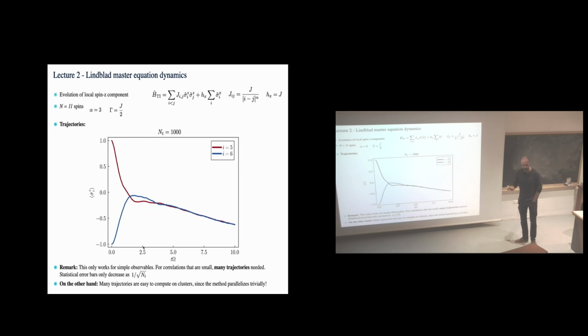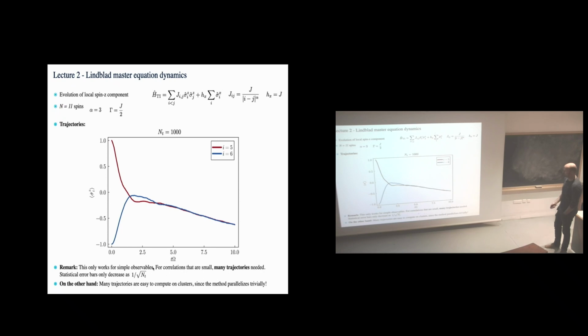And if you have some complicated correlation, which is typically very, very small, you have to get these error bars very, very small. Then you need a gigantic number of these trajectories. However, if you're interested in how the spin evolves or some 2-point spin correlations, this can be a very useful thing.